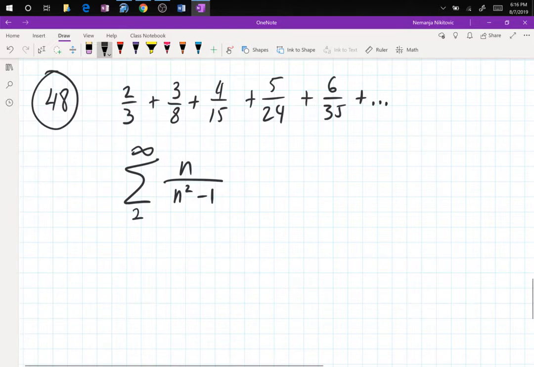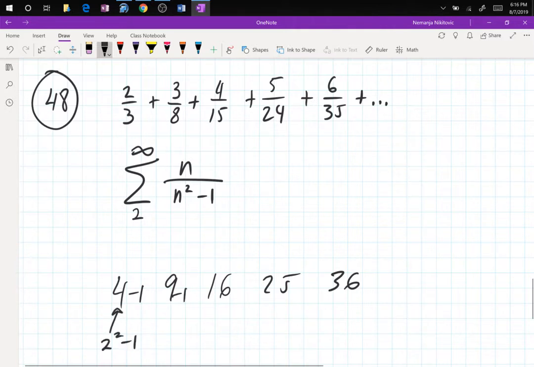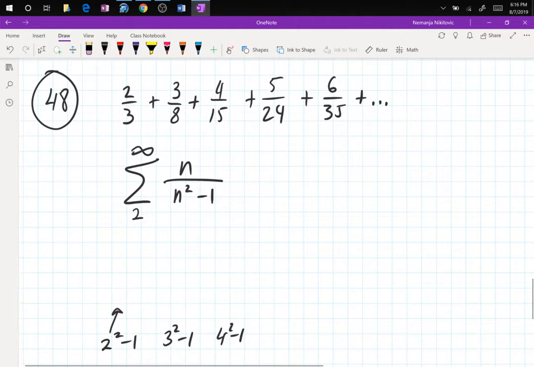Excellent. If you take a look at the bottoms, you have a 3, which is 1 less than 4. 4 is a perfect square. You have 8, which is 1 less than 9, which is a perfect square. 15 is 1 less than 16, a perfect square. So if you take a look at this, you have 2 squared is 4, 3 squared is 9, 16, 25, 36, and all of these numbers are 1 less than this. This one is 2 squared minus 1, 3 squared minus 1, 4 squared minus 1, so n squared minus 1. So looking at the patterns to determine the formula, now I have the formula.